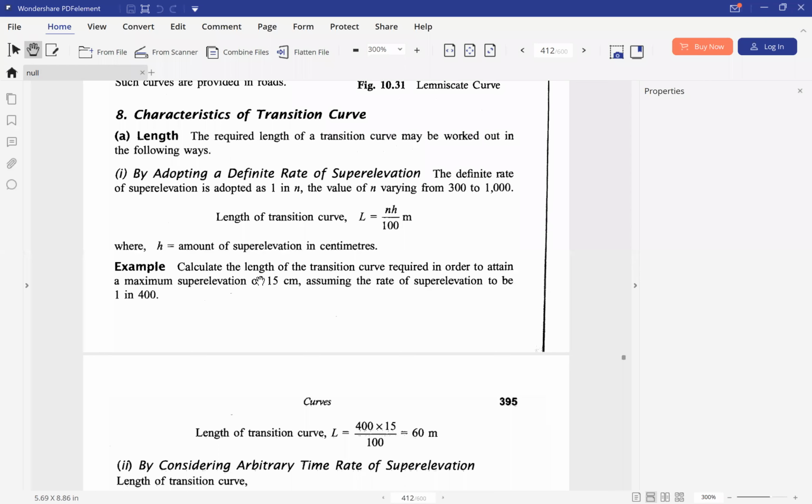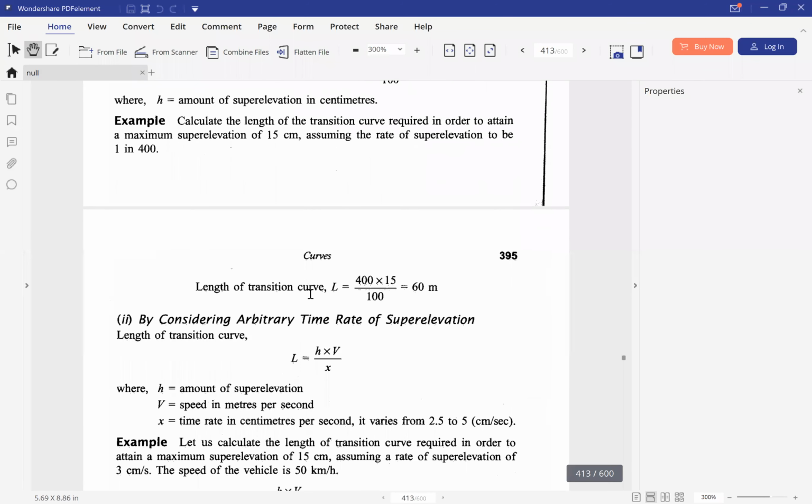1 in 400 means that for each 400, let's say 400 feet, if you move horizontally, then vertically you will travel a distance of 1 feet, right? So over here, the value of n is 400, h is 15. So just put the values over here. The length of the transition curve will be capital L equals n is 400 and h is 15. So just put the value over there. So length of transition curve comes out to be 60 meters. So this is the first, in which you are given a certain rate of super elevation, then you can use this particular relationship.